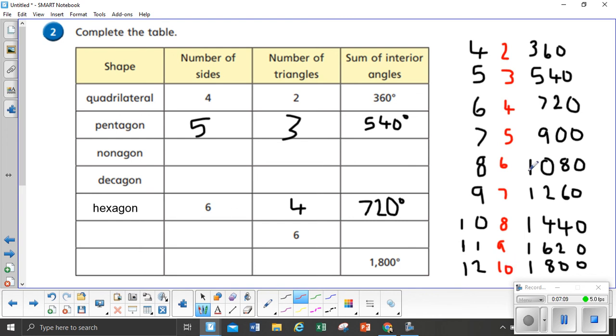Okay, so using this quick table I've just done on the side, we can start filling in some of these boxes. So I've got a number of triangles here, which is 6. So if I go down, it's got to have 8 sides, and its interior angles are going to be 1080. Okay, I've also got a 1800 here, and that matches that. So number of sides is going to be 12. Number of triangles is 10.